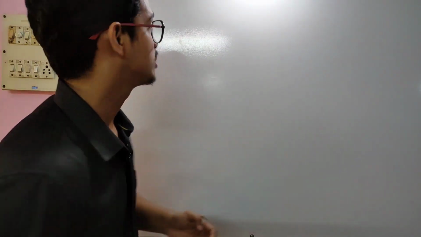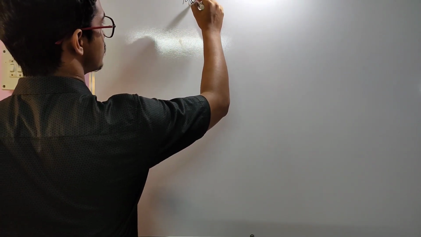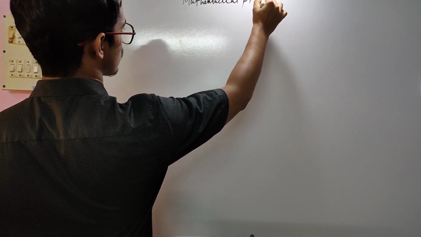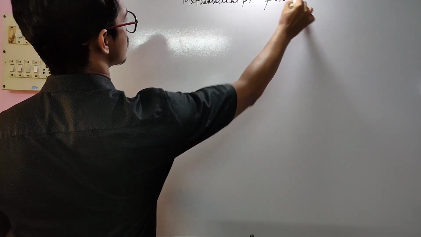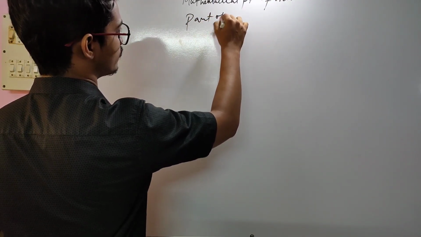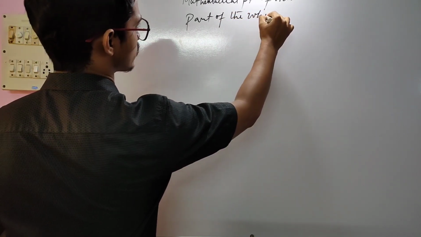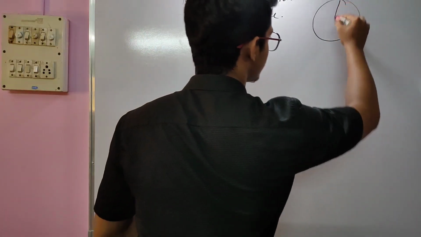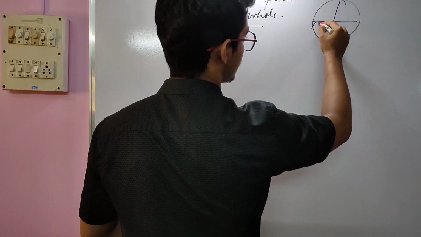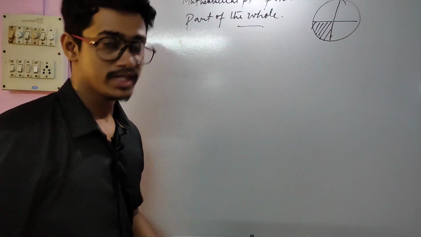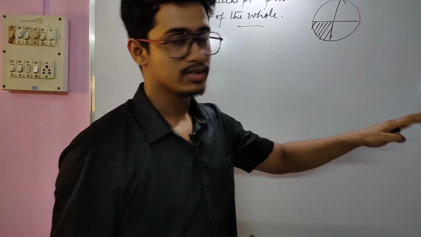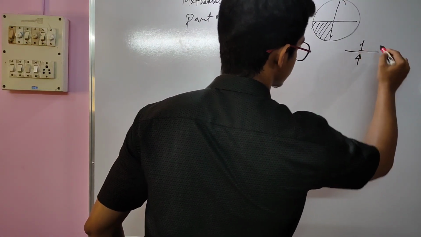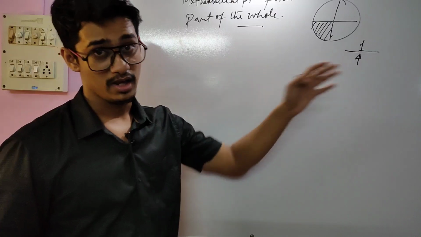So what is fraction? Fraction in mathematical point of view is nothing but the part of the whole. So part of the whole means what? If you have one pizza, let's say, right? If I divided this pizza into 4 equal parts, let's say this one part is shaded, no? So out of these 4 parts, one part is shaded. So that is actually the representation of fraction.